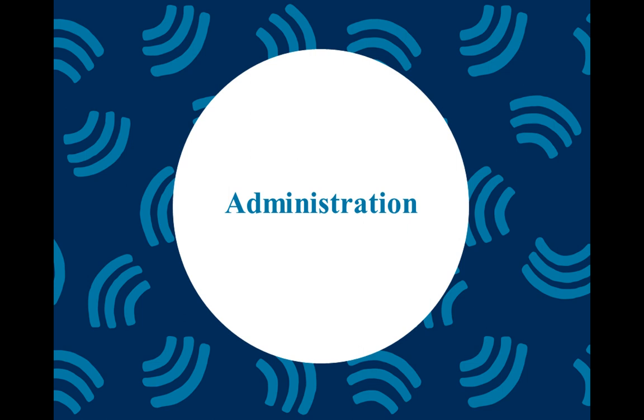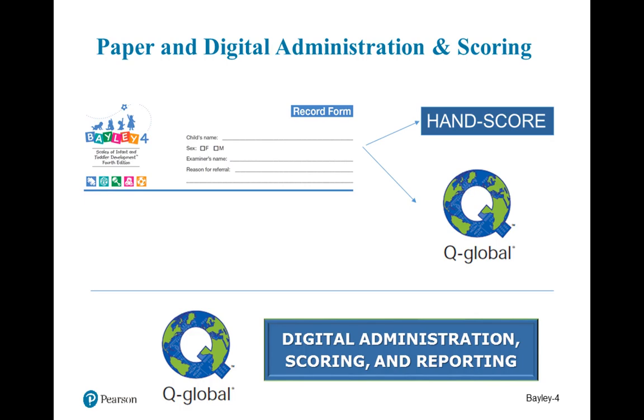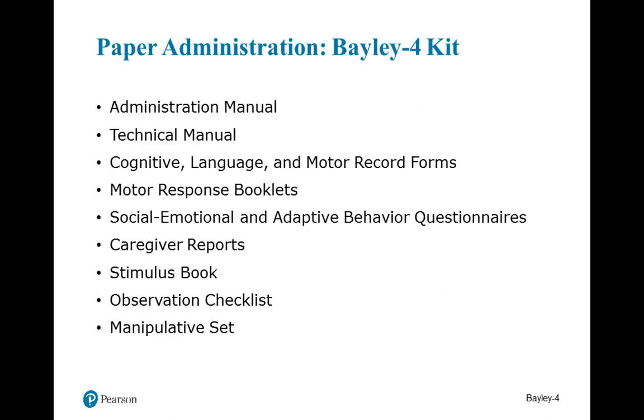So let's look at the administration. Let's take a quick look at some of the features that we got. So we still have the hand scoring methodology that you can use. It's a straightforward paper and pencil record form, just like you're used to traditionally. But there's also a Q Global feature that James is going to discuss here in a few minutes.